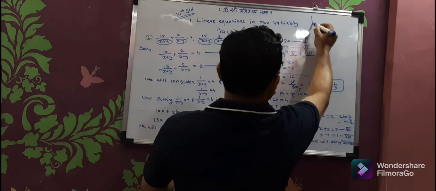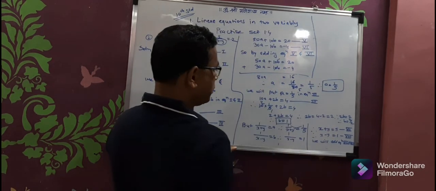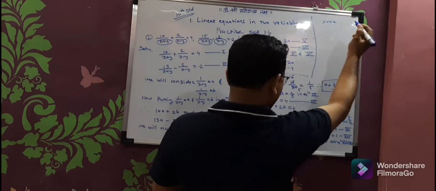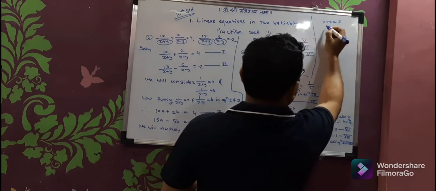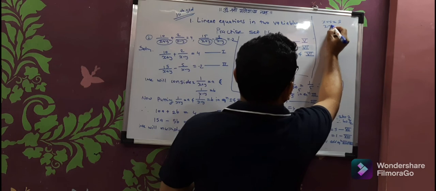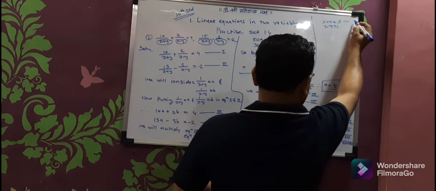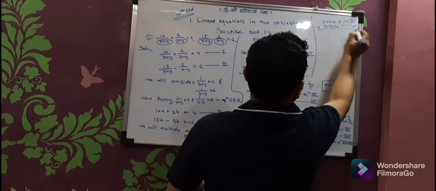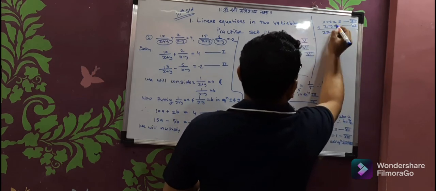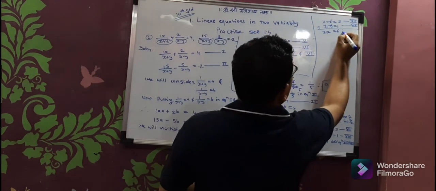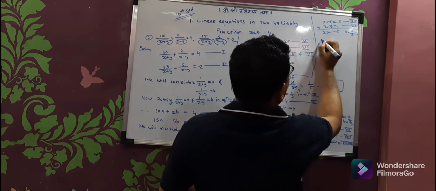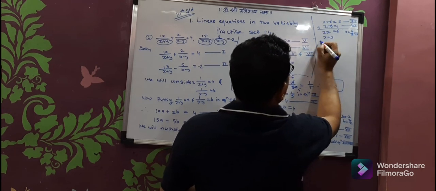Sorry, I will continue here due to the space constraint. x plus y is equal to 5, x minus y is equal to 1. This is equation number 7 and this is equation number 8. So we have to do addition here. So 2x is 6, so x is equal to 6 upon 2 is equal to 3. So x is equal to 3.